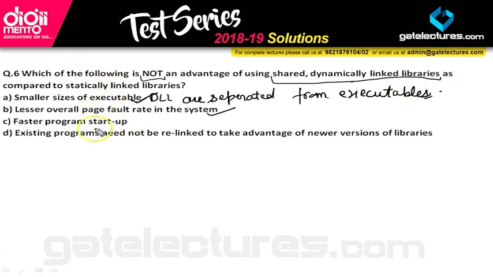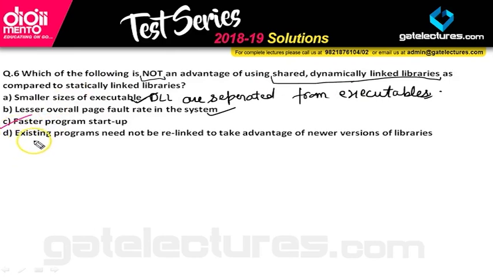Okay, so the next is faster program setup. This is clearly not an advantage of a dynamically linked library. Even if you think logically, during the dynamic time we have to link everything. So obviously if I am postponing my work to the runtime, it will take a lot more time for the startup. That is the reason option C is right here, because we have to mention the not an advantage. So C is the right answer here.